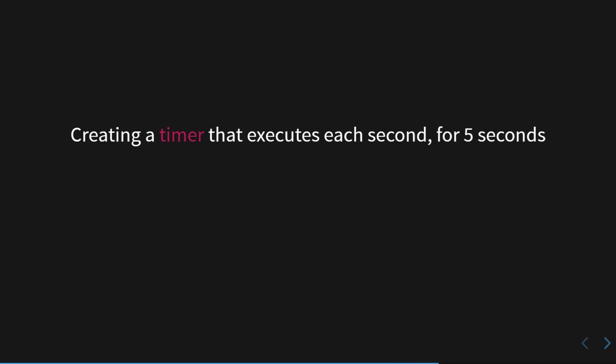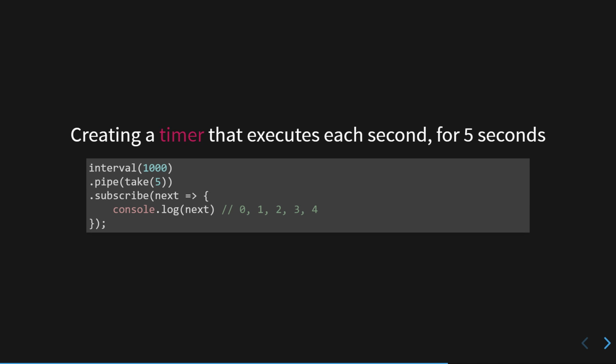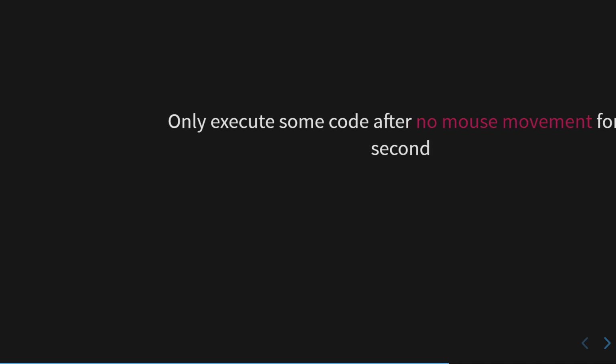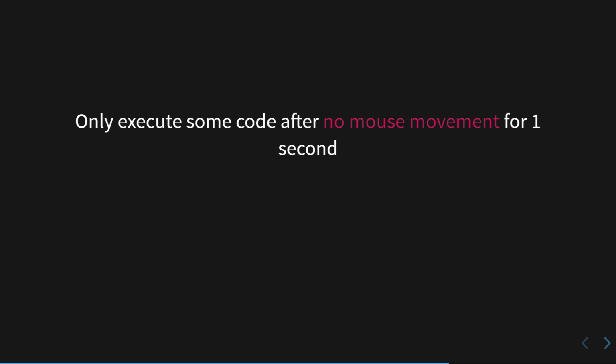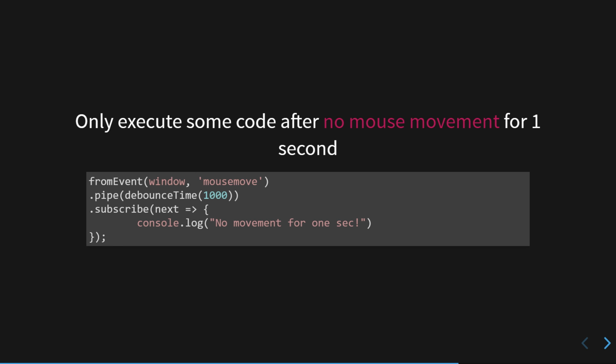Okay, let's look at a few other examples of operators and observables. First off, what if you want to create a timer that executes each second for 5 seconds? That sounds like a complicated problem until you just use the interval timer and the take 5, and then you're good to go. And what if you want to execute some code after there's been no mouse movement for 1 second? This might be complicated as well until you remember the debounce time. This is really useful if you want to, for example, save the application in a drawing application once there's been no changes to the drawing in like 1 second.